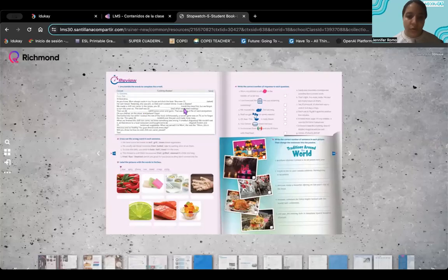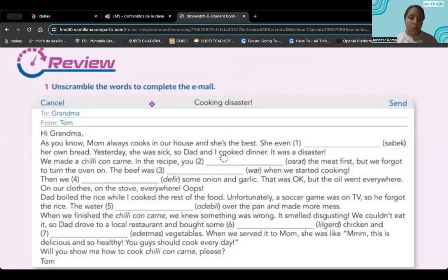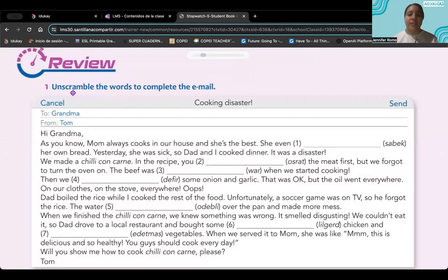I'm gonna share my screen with you with the book activities we're gonna work on, so pay attention guys. And let's get started. As you can see, here's the book. We're gonna start with activity number 1. It says unscramble the words to complete the email. Unscramble the words to complete the email.